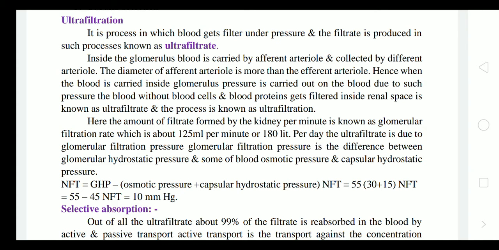So NFP is equal to 55, that is 30 plus 15 minus 45... NFP is equal to 55 minus 45, that is 10 millimeter Hg. That is the pressure of the blood we can find out in the kidney.